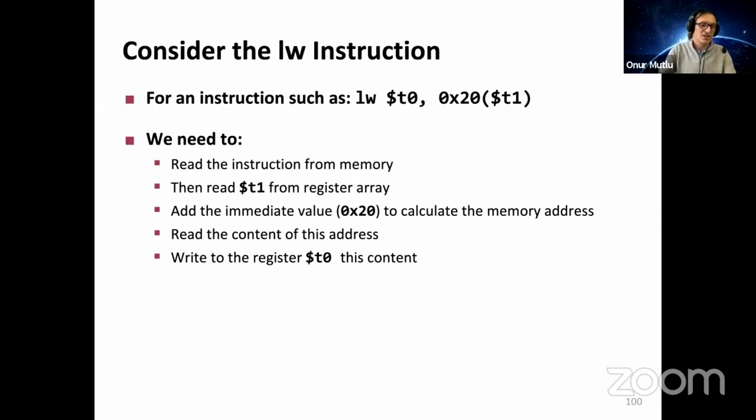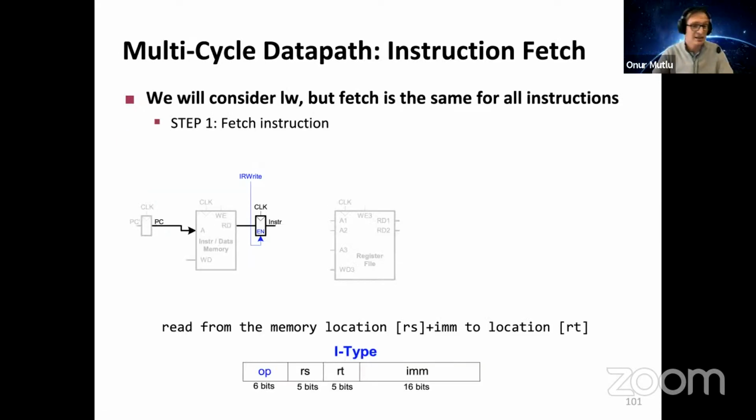Let's start with the load word instruction. Load word is an interesting instruction, clearly, and that was the culprit for single cycle. And this is the MIPS instruction, as you can see, base plus offset addressing, and it writes to a destination register. Basically, we need to read the instruction from memory, read the source register from the register array, add the immediate value to calculate the memory address, read the content of this address, and write this content to the register. Clearly, these are things that we have already done in a single cycle. But now we're going to take multiple cycles. So let's take a look at the difference.